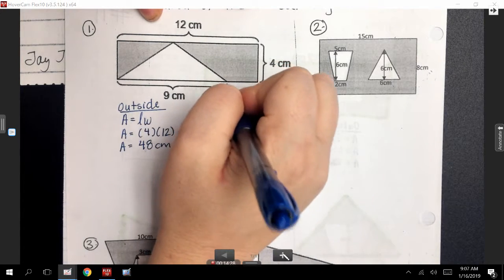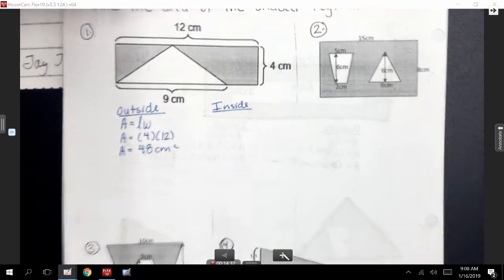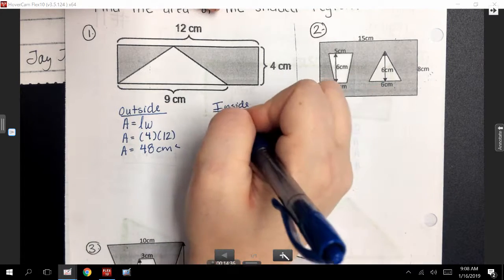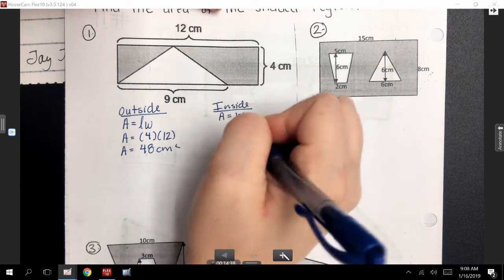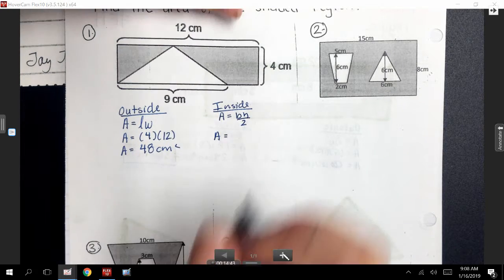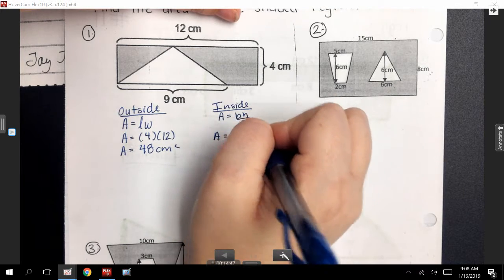All right. What about my inside shape? What's my formula for my inside shape going to be, Alexandra? BH over 2. So there's my formula, A equals BH over 2. And now what are my base and my height, Alexandra? 9 and 4 centimeters. That's going to be the 9 on the bottom and the 4 that measures it from top to bottom.